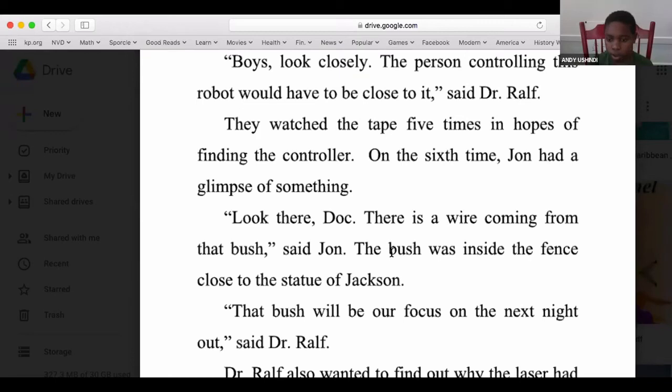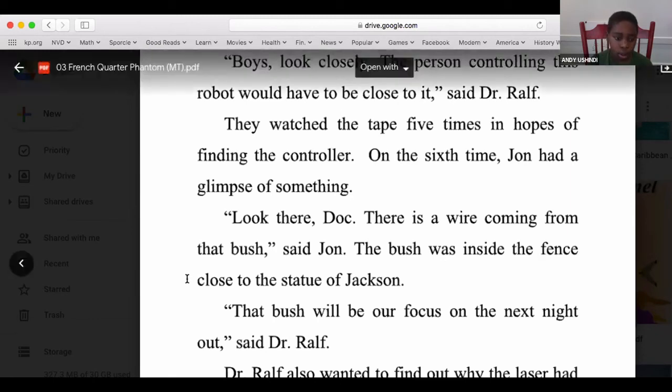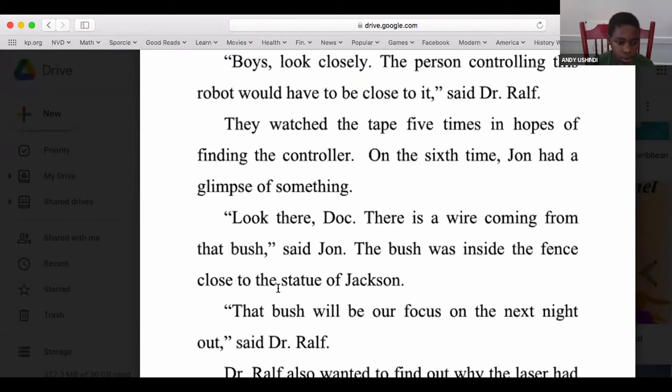The bush was inside the fence, close to the stat... statue of Jackson.